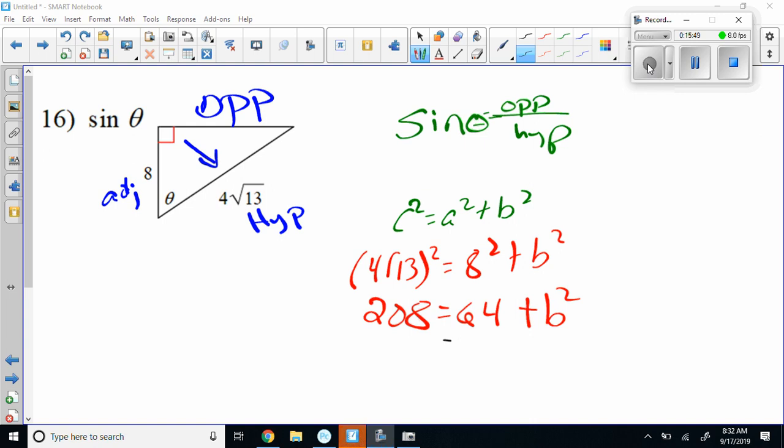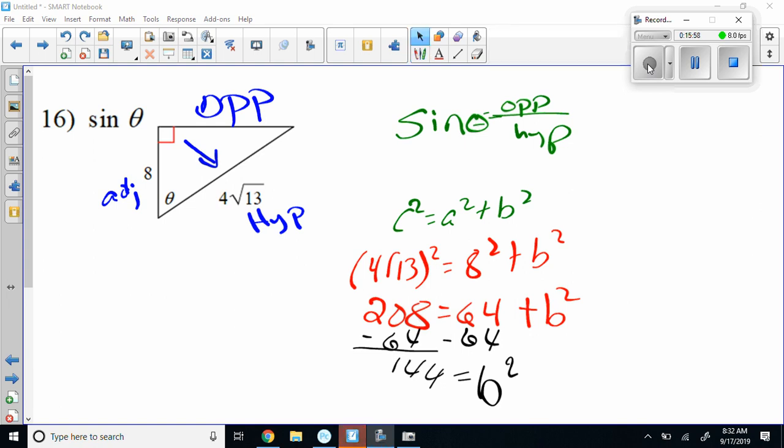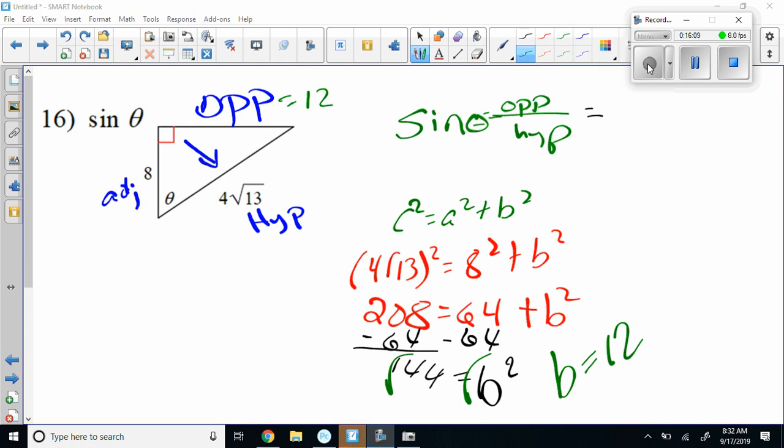Subtract 64. Yeah. Look at those pretty numbers. What's the square root of 144? That's 12. So our opposite side equals 12. So therefore, our side relationship would be what? 12 over who? Now, here's something to consider. It equals what? 3 square root of... over 13.